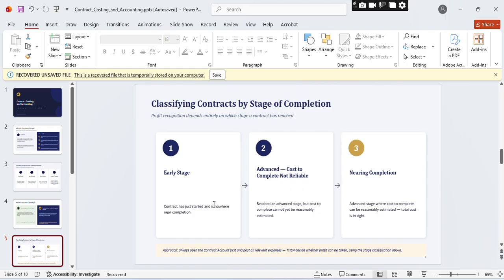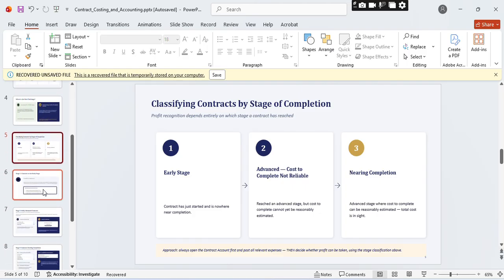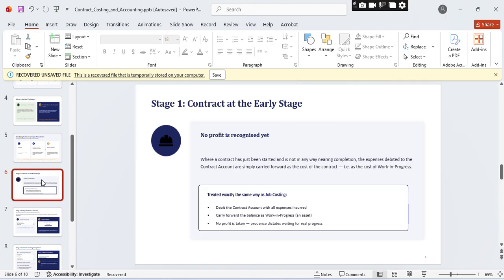So when the contract reaches an advanced stage, okay, and the cost cannot be reasonably estimated, that is, the cost of completion of the contract cannot be easily estimated. Okay, this is the second stage, and at this stage, we can still recognize profit. Okay, now the last stage, which is the third stage, is nearing completion. Okay, this is also an advanced stage where cost to complete can be reasonably estimated. Total cost is in sight. Okay, so at this stage, we can easily estimate the total cost that we are likely to incur on the project.